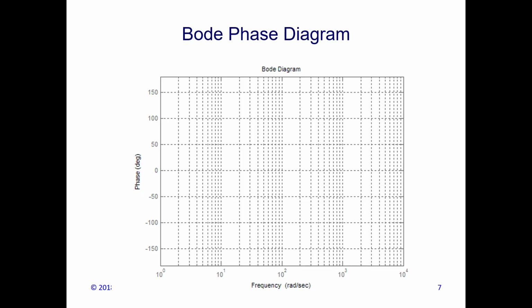Our phase plot also follows the same way, in that the angle here is in between positive 180 degrees and negative 180 degrees. And our frequency axis here, or x-axis, also follows the same thing as it did for the magnitude plot.